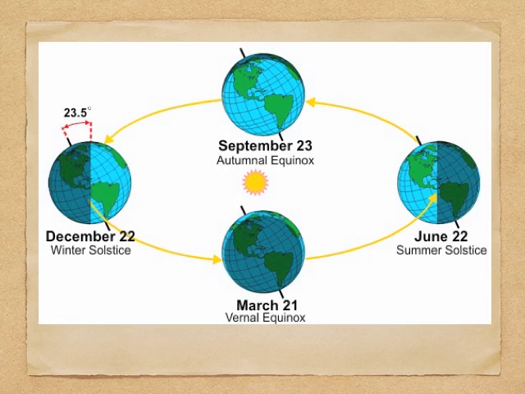So we have a symbol here of the Earth's revolution, and we look at the equinox, the summer solstice, winter solstice, and vernal equinox. Our longest day of the year is usually June 22nd, depending on if it's a leap year or not. And then we have December 22nd, our shortest day of the year, because we're farthest away from the sun.